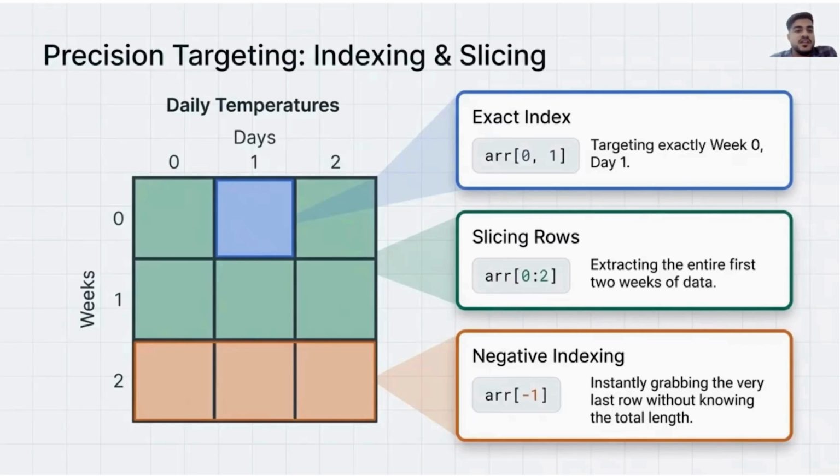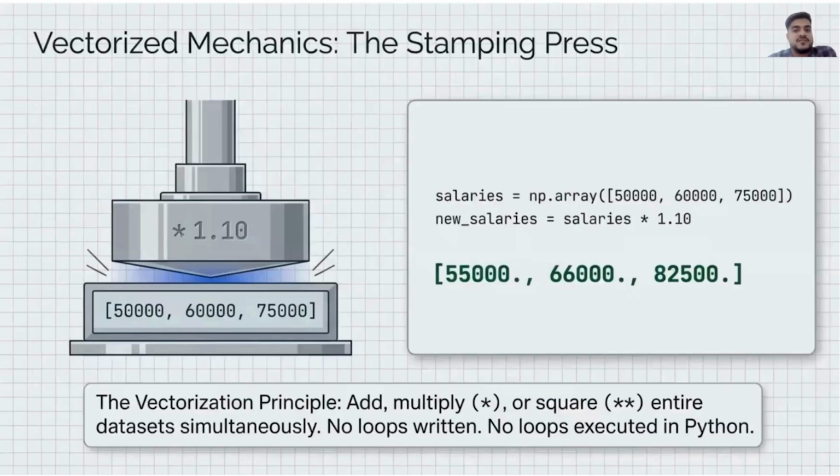Now in the next section, we have to know about the vectorization mechanics. Vectorization mechanics, the stamping press. Now we get to the core magic. Think of vectorization mechanics as a massive industrial stamping press.